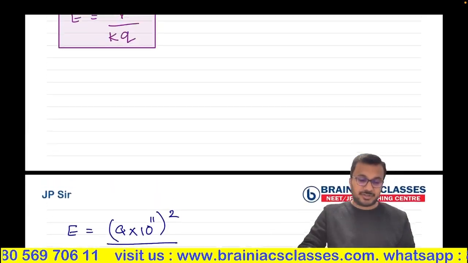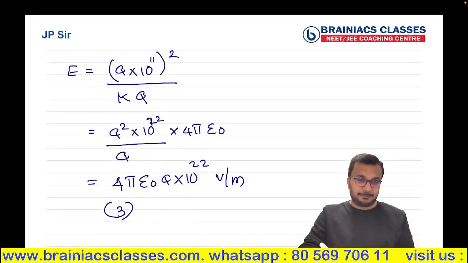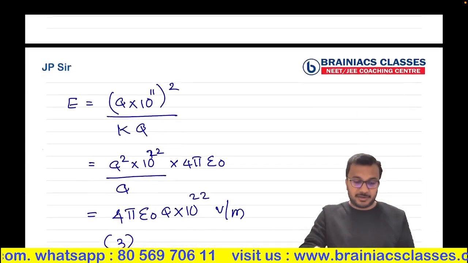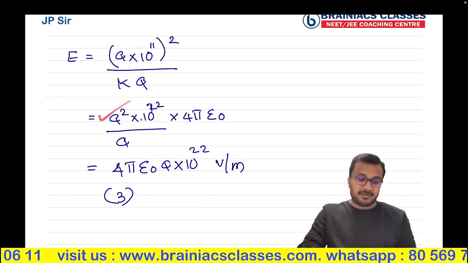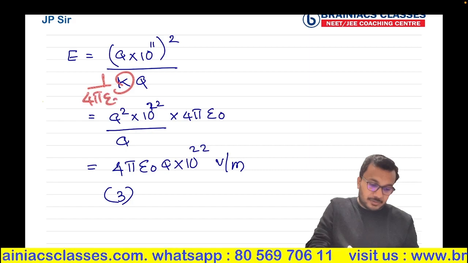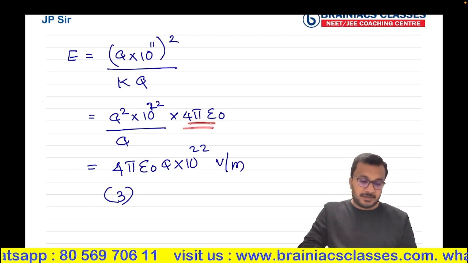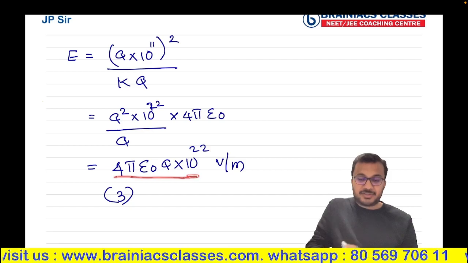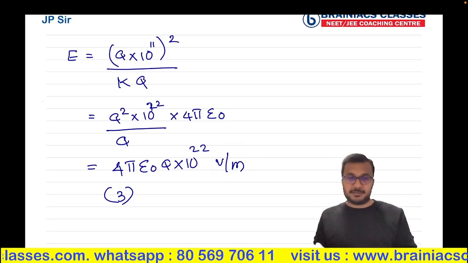The potential V is given in the question as Q into 10 raised to 11, squared, divided by the denominator KQ. We are solving. So it becomes Q square 10 raised to 22. K means 1 divided by 4 pi epsilon 0, so this goes to the numerator: 4 pi epsilon 0. Q square, Q cancels. So 4 pi epsilon 0 Q into 10 raised to 22, the electric field in volt per meter.